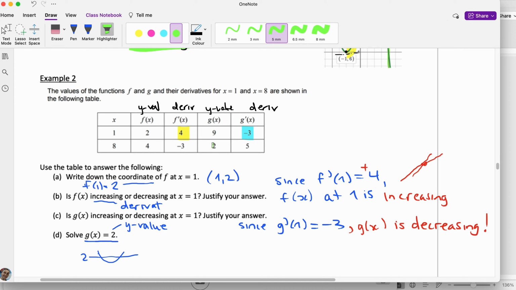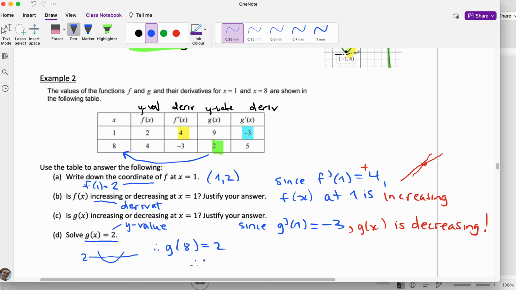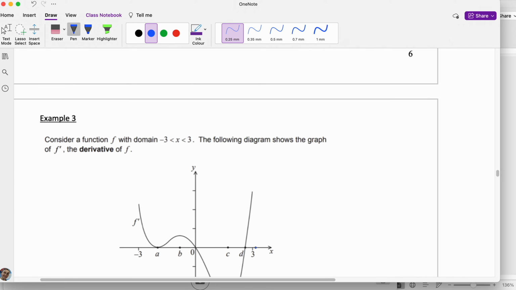Just go to the g of x being 2. The y is 2. Where's that happening? Oh, it's happening when x is 8. Okay, so that means that g of 8 is 2, so therefore this is happening at 8. Okay? So that's it, just a little bit of interpretation.